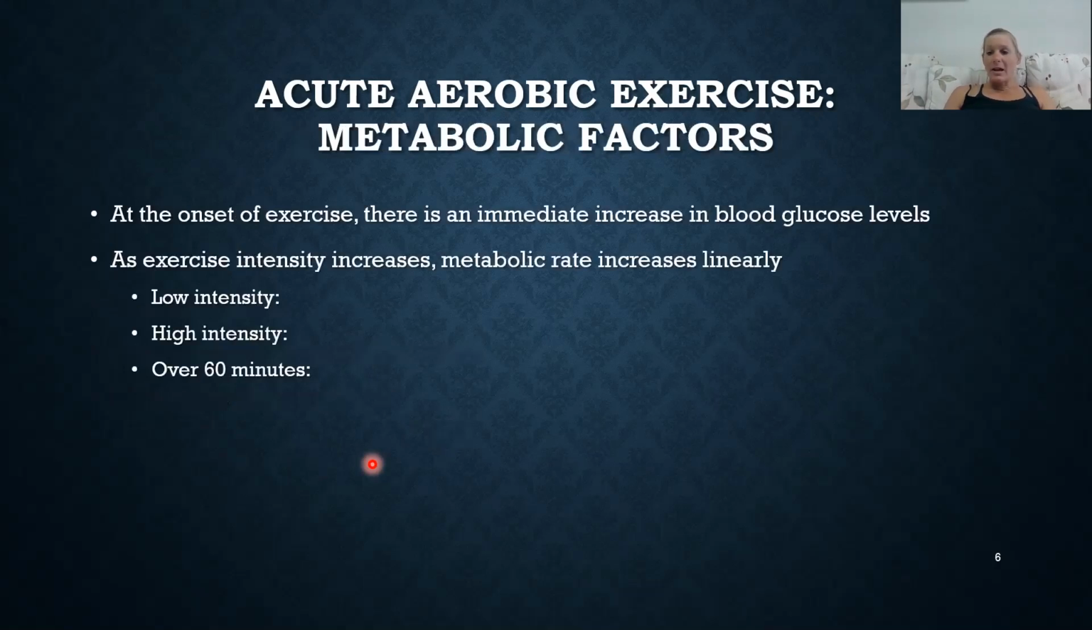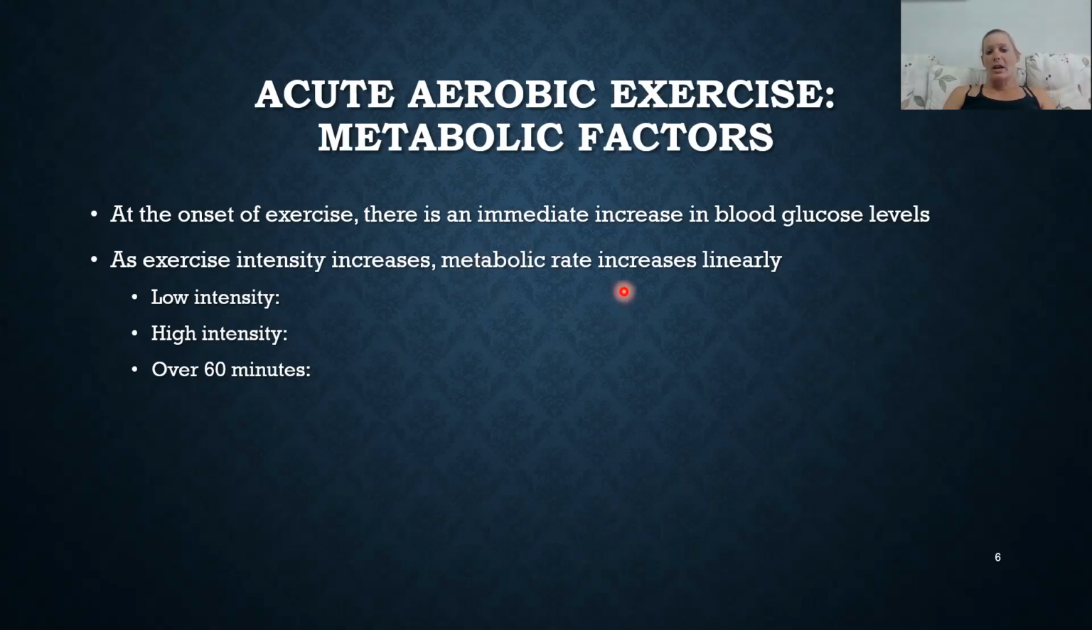All right, speaking of metabolic factors, that kind of leads us into our next slide when we think about acute aerobic exercise. At the onset of exercise, we're going to see an immediate increase in blood glucose levels. So that tells us that we're going to utilize sugars right away when we start the exercise bout.